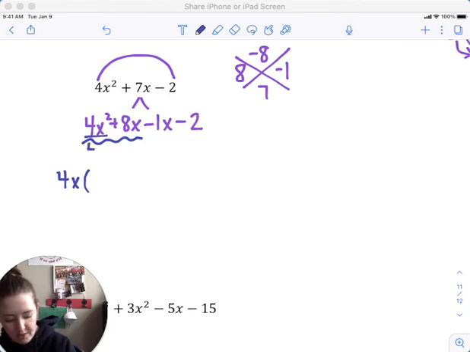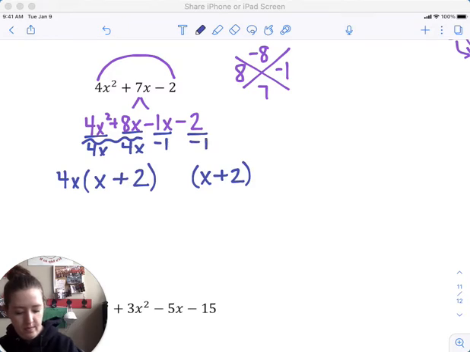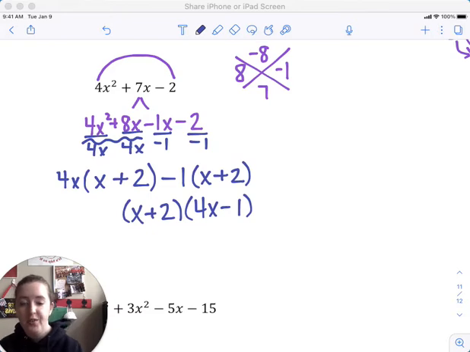So we'll divide both of those terms by 4x to find out what goes inside of the parentheses. 4x squared divided by 4x is x, and there's a plus sign. 8x divided by 4x is 2. We know at the end of this we want our parentheses to match, so we want a positive x plus 2. What do I divide negative 1x and negative 2 by to get positive x plus 2? Negative 1. So we'll factor out the binomial that they have in common, x plus 2. And the other parentheses, the stuff on the outside, 4x minus 1.